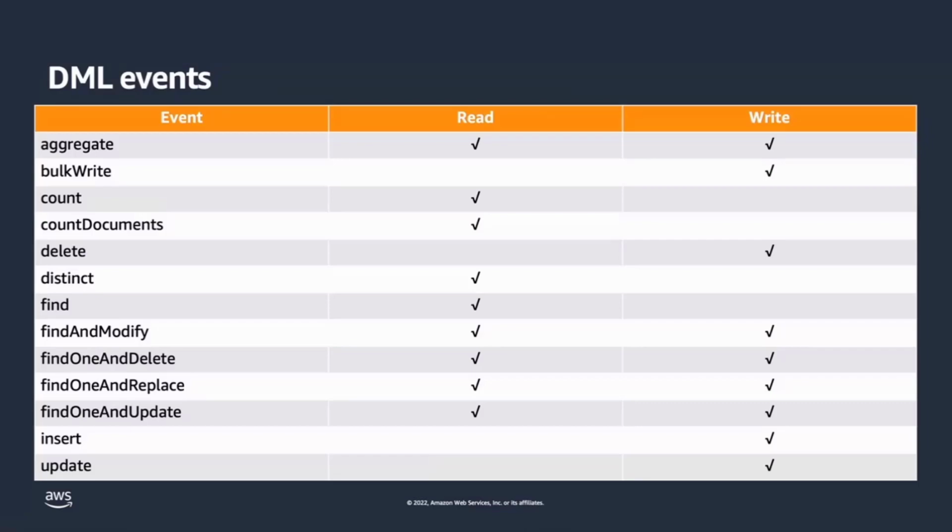And then we have some that are both, things like aggregations, because aggregations can read data or write data. And the different find and modify, or find one and delete, replace, update, because they're a combination of a read, which is the find part, and a write, the modify, the delete, the replace, or the update. So those are the different DML events.